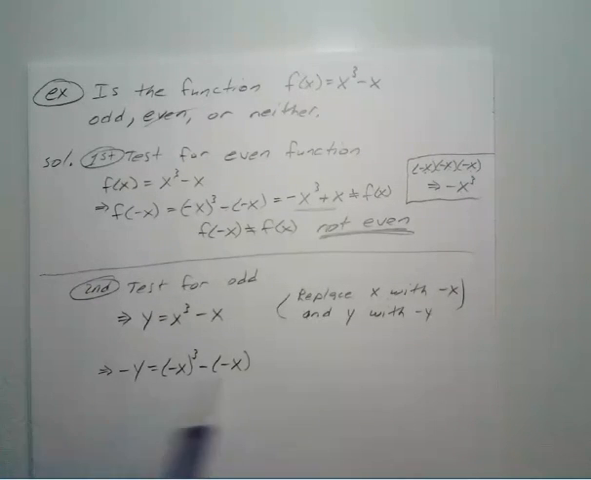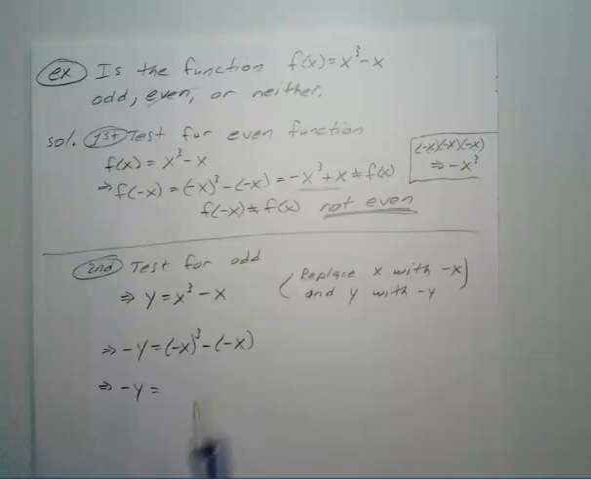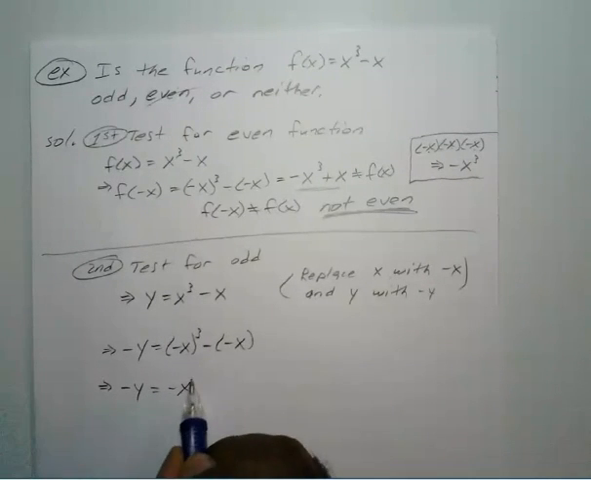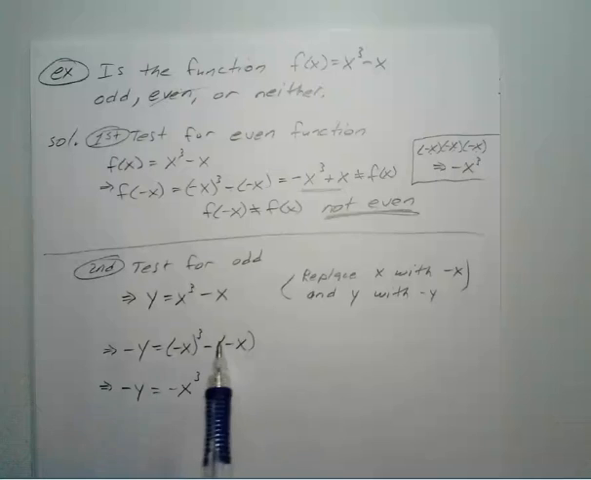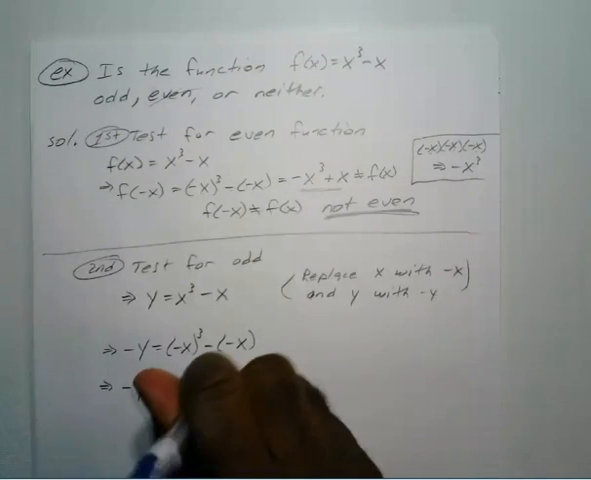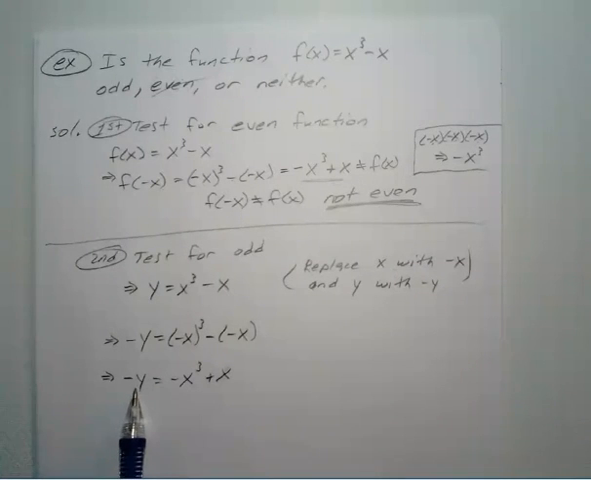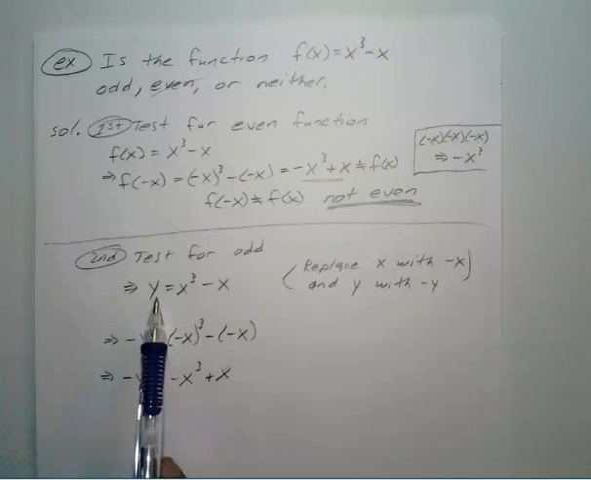All right, so let's go ahead and simplify this. We have negative y equals, we see here that negative x to the third, we did that up here, that's negative x to the third minus negative x. We can make that plus x. There we go. All right, so here we have minus y. We're not solving for minus y. We need to know what positive y is. We have it up here.